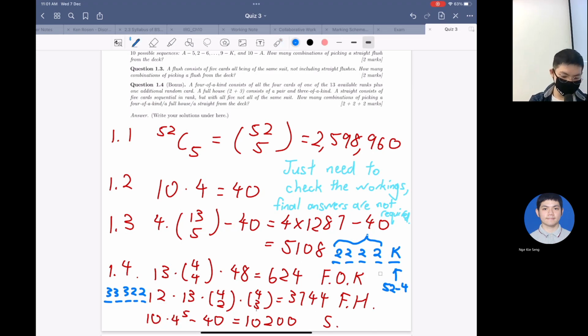Let me draw something else: 4, 5, 6, 7, 8, 9. In every step, you have 4 suits to consider, so that's 4 to the power 5. Times 10 because you've got 10 kinds of sequence, and then take away your straight flush. Take away 1.2 again.